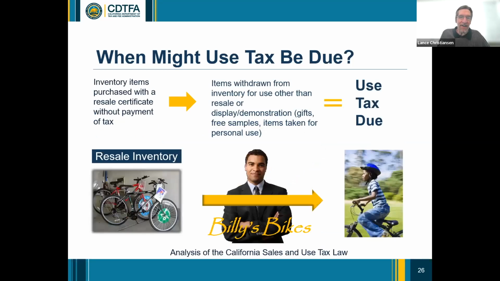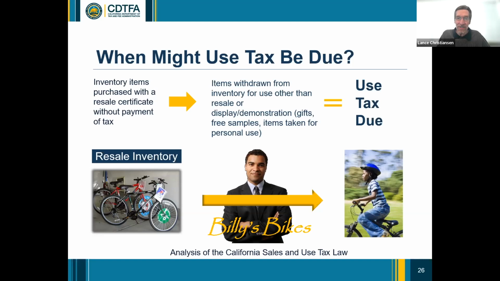We'll take Billy here. We'll say Billy is a retailer, maybe he's a nonprofit retailer of bicycles. So he goes to Schwinn, gives them a resale certificate, says, Schwinn, don't charge me for these bikes because when I sell them in my nonprofit, I am going to collect the tax then. Great, here's all the bicycles. But before he gets them all sold, his son's birthday rolls around and his son has been eyeing those bicycles. So Billy pulls one of those so far tax-free bicycles out of his inventory, gives it to his son as a gift. Now, what has Billy just done?